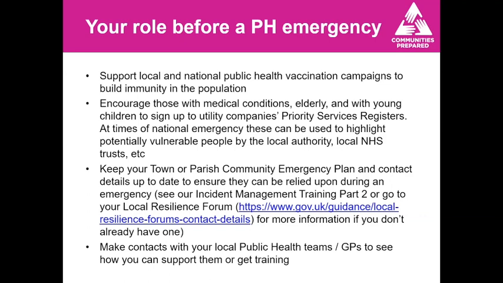But in the same instance, if there's a time of national emergency, those databases can be used to highlight potentially vulnerable people to the local authority or local NHS trusts, and then they can cascade that information down if people need assistance. So for priority services registers, if you think you know somebody who might benefit from being on one of those, please look at the utility companies' websites. They should all be highlighted there.